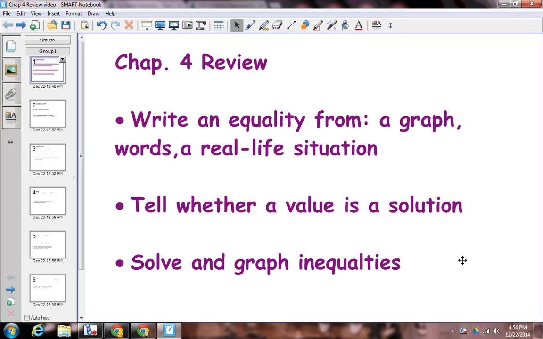Here are the topics that are on the test. From 4.1, we learned to write inequalities from a graph, from words, from a real-life situation, and we also learned to tell whether a value is a solution or not. And then the rest of the chapter was devoted to solving and graphing inequalities, whether we saw them with symbols or with words. Why don't you do the problems by pausing the video, and then you can check your work with my work after you're done.